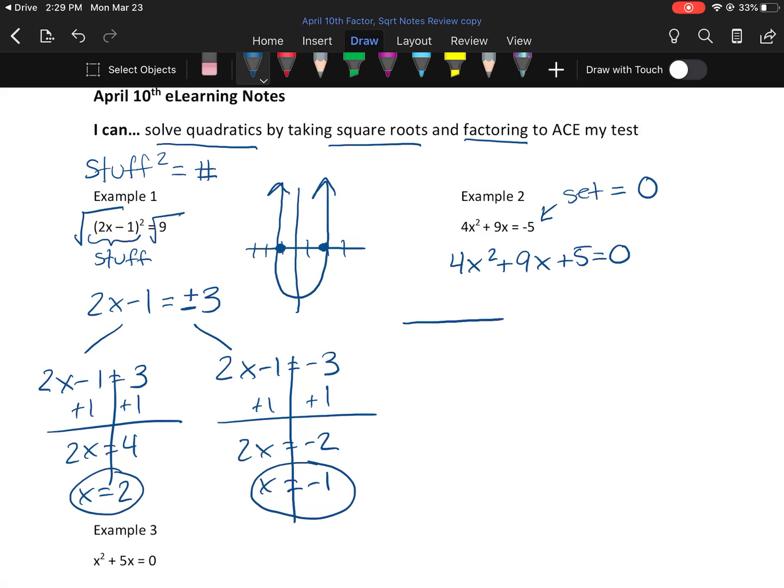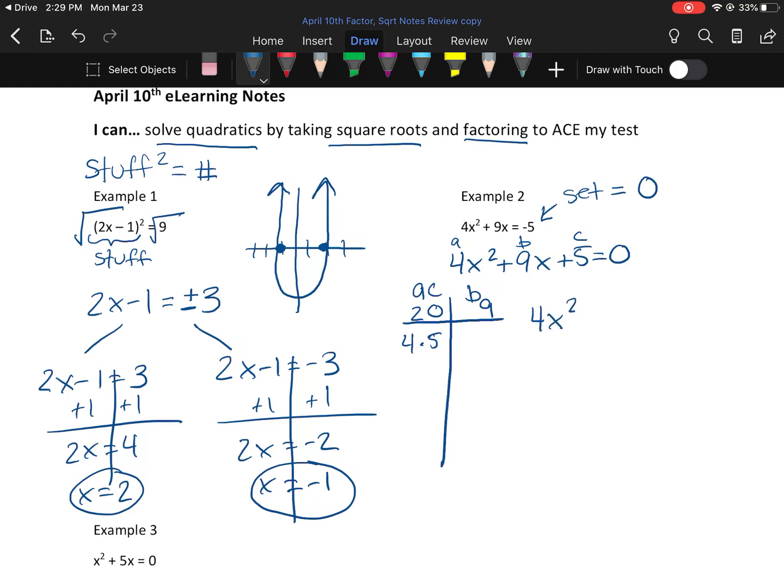I'm going to set up my ACB table. Here's A, here's B, here's C. Again, I'm going through this kind of fast because this should be review. If you need other examples, look back at the e-learning lessons before spring break. 4 times 5 gets me to 20, and that adds to 9.